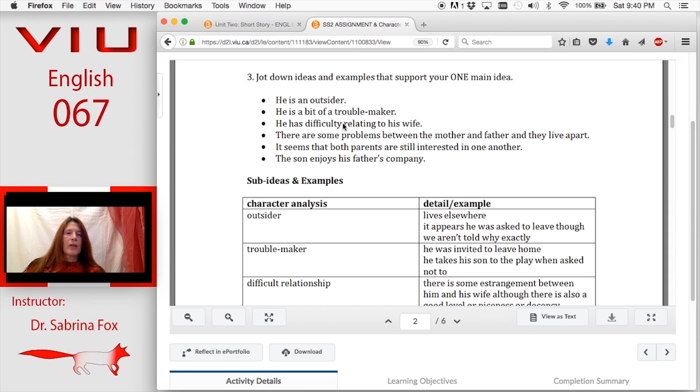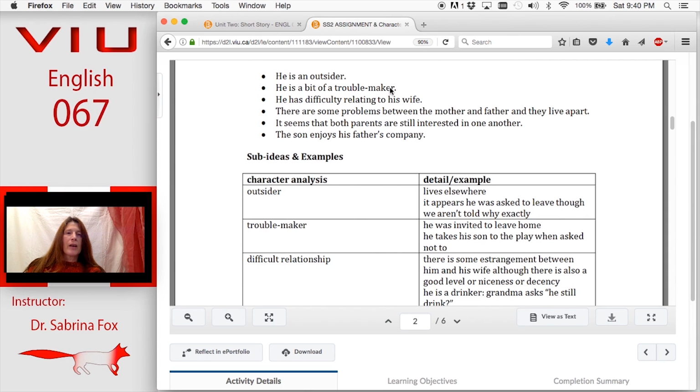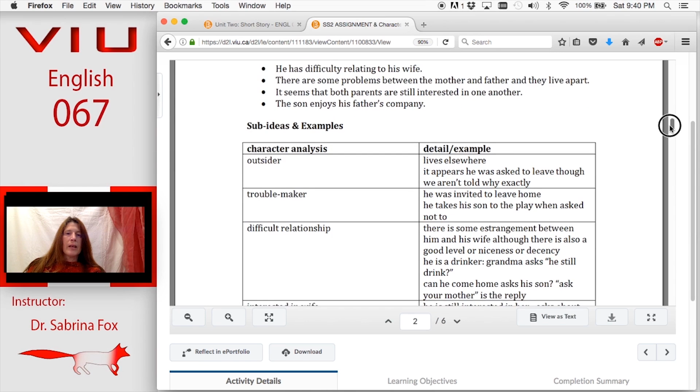Then just jot down the ideas that you might use to support that. So for example, he's an outsider, he's a bit of a troublemaker, he has difficulty relating to his wife. Clearly there's some problems as he's been asked to leave, and there's still some interest with the parents in one another, and the son very much enjoys his father's company, at least at the beginning.